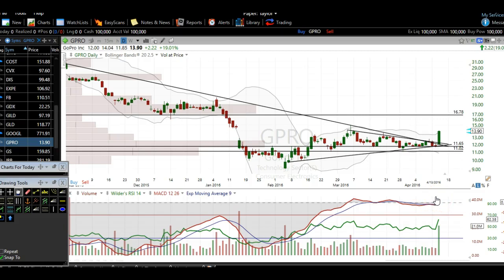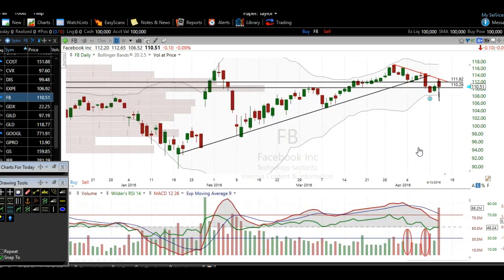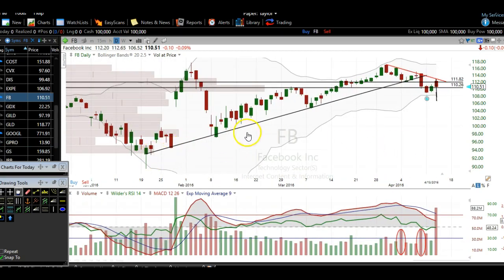Next, I'm going to be covering Facebook. We broke below this uptrend line right here. We broke below it with this candle right here. We did so on heavy volume. As you can see, we've got these three big volume days right here. And again, we've got insane volume on this day as well.